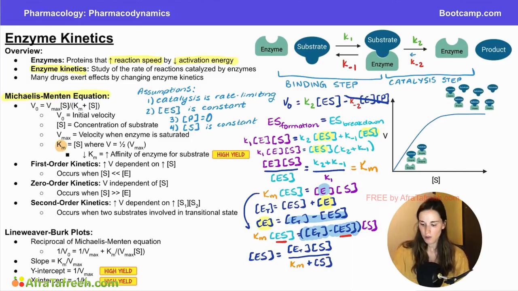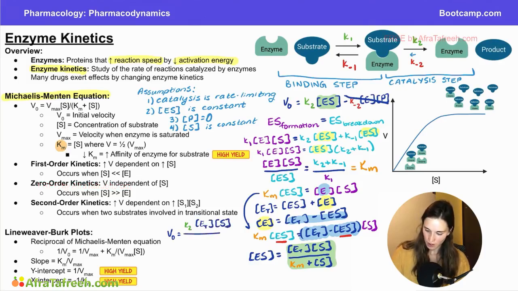So now I can go all the way back to my initial equation that V0 is equal to K2 times the concentration of the enzyme-substrate complex, and I can sub in this for the enzyme-substrate complex up here. And that will get me that V0 is equal to K2 times the concentration of all of the enzyme times the substrate concentration divided by the Michaelis-Menten constant plus the substrate concentration.